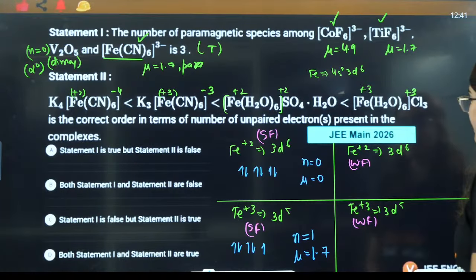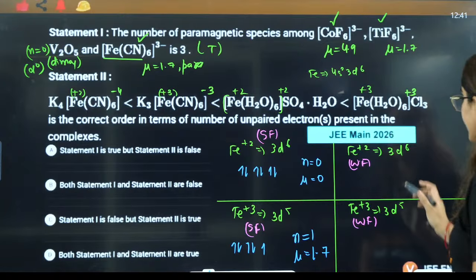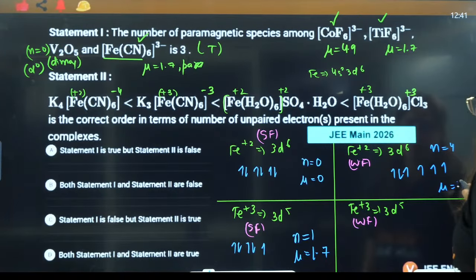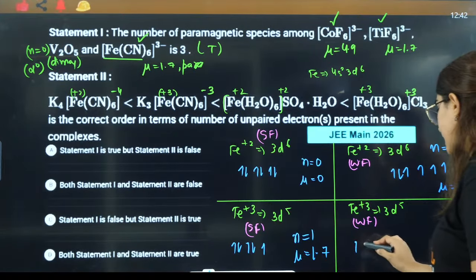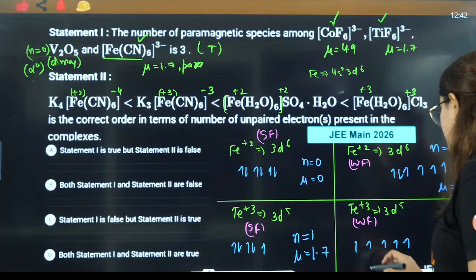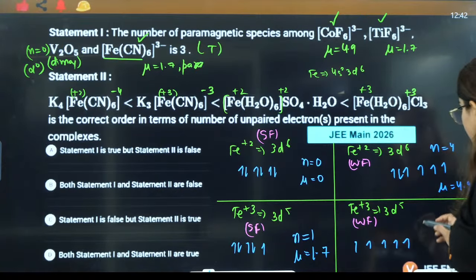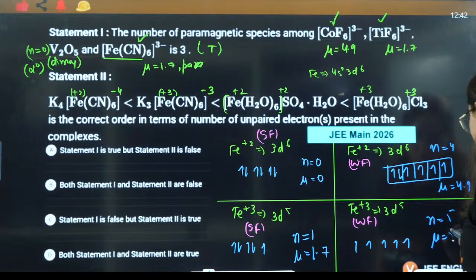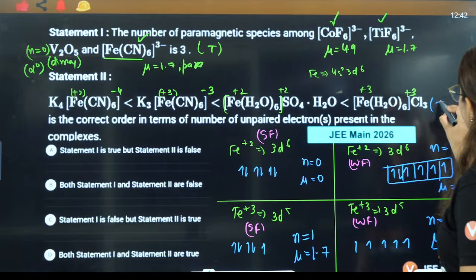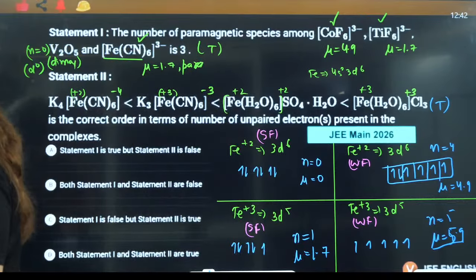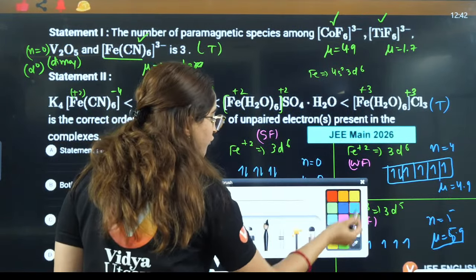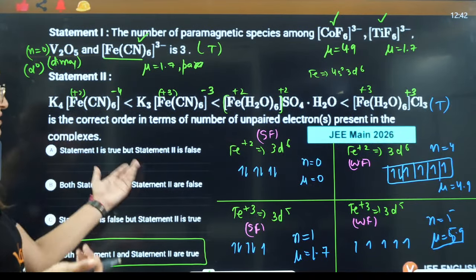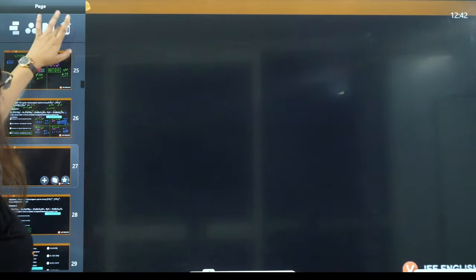In this case it is a weak field ligand, so it will be 1, 2, 3, 4, 5, 6. So number of unpaired electrons is 4, mu is 4.9. This is 1, 2, 3, 4, 5, and 5 is there. So here the number of unpaired electrons is 5, mu is equal to 5.9. So that also comes out to be the correct answer here. Simply, it's not a tough question at all. It's just that it will take you a little bit of time to solve this, but otherwise you can also do it directly.